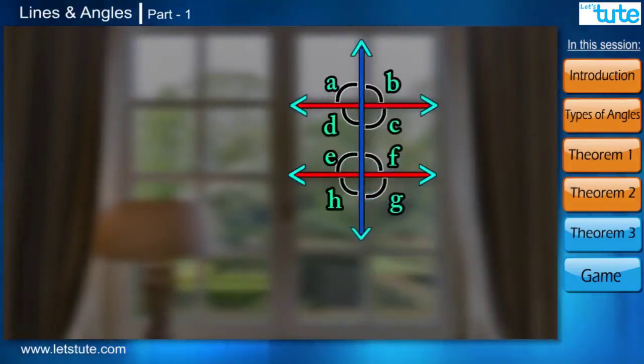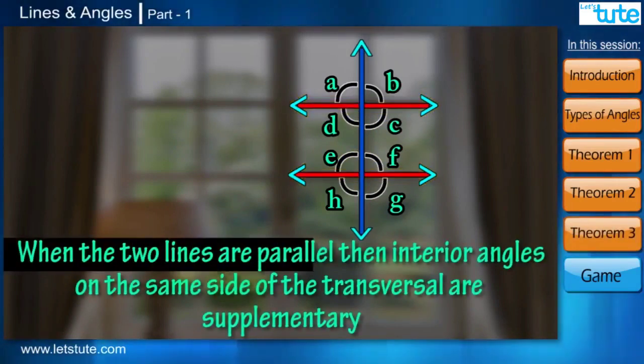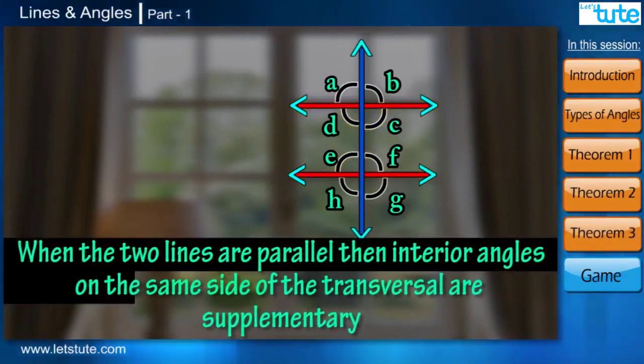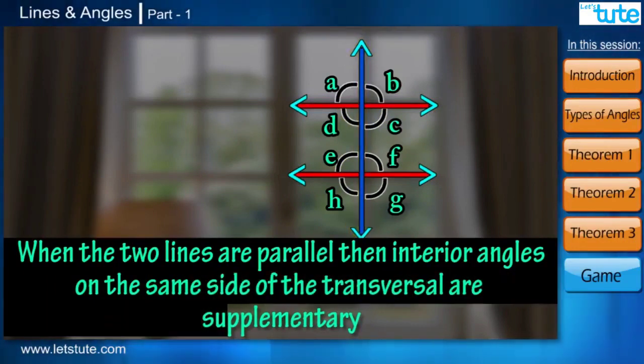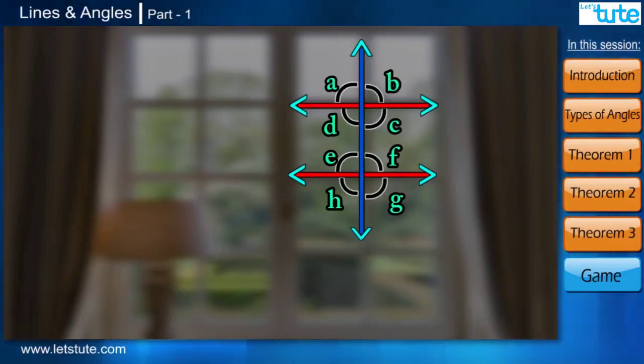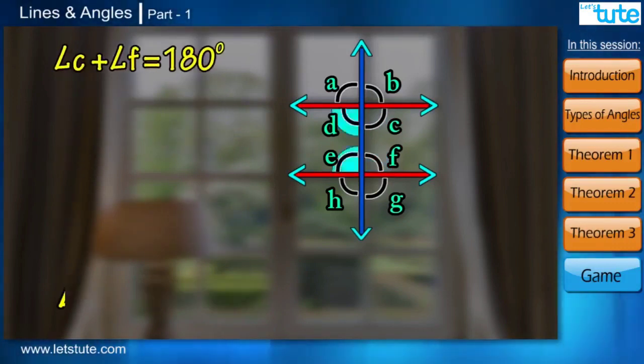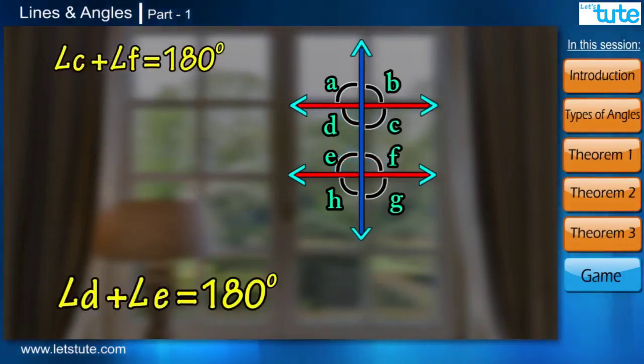And we have one more property about interior angles, which says that when the 2 lines are parallel, then the interior angles on the same side of the transversal are supplementary. It just means that the addition of angle C plus angle F will be equal to 180 degrees, and the addition of angle D and angle E will be equal to 180 degrees.